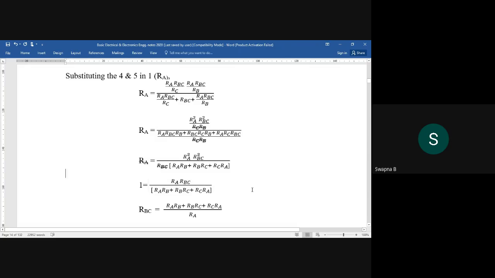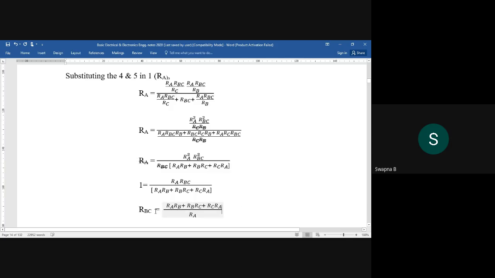From this equation, I need the value of Rbc because our output is delta network. So I need Rbc. I need Rbc means Rbc is equal to this denominator goes to that side, means this Ra Rb plus Rb Rc plus Rc Ra into 1. Which is Ra Rb plus Rb Rc plus Rc Ra. This Ra is in product. It will come to the left hand side means it will come in denominator, divided by Ra. So this is the equation for Rbc in delta network.